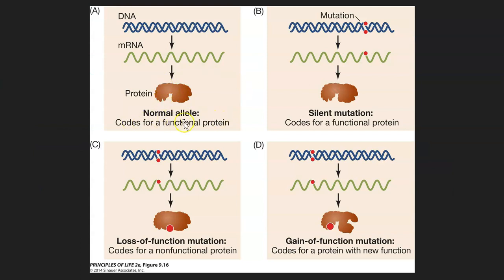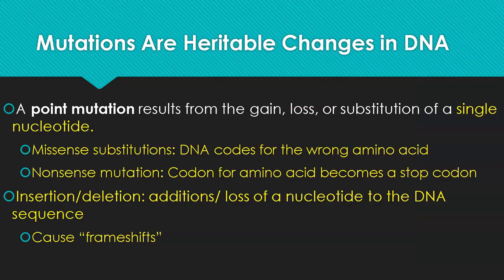So here's just some examples of that. Normal allele codes for a protein. Silent mutation, the protein still works. Loss of function, something's happened where it no longer can bind to what it needs to bind to or do what it needs to do. And gain of function, it does something completely different now. So something else is happening over here. Those are gain of function mutations.